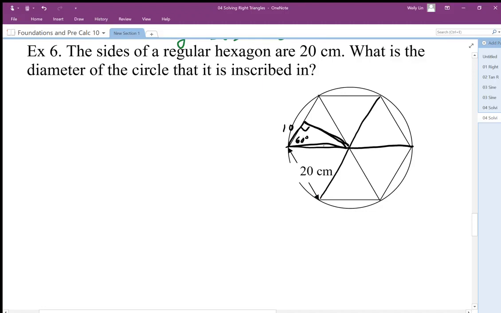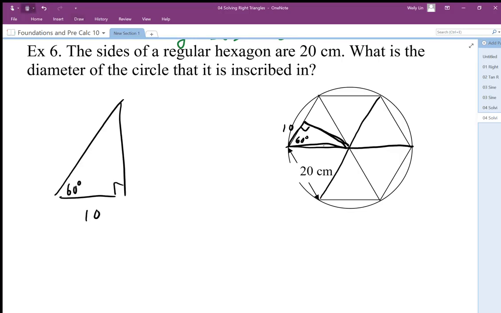So I'm just going to redraw that, and maybe draw it a little bit more proportionally correct. So this length is 10. There's 60 degrees in here. And really, if I can find one of the side triangle lengths here, that will give me half the diameter. So that's what I'm looking for.